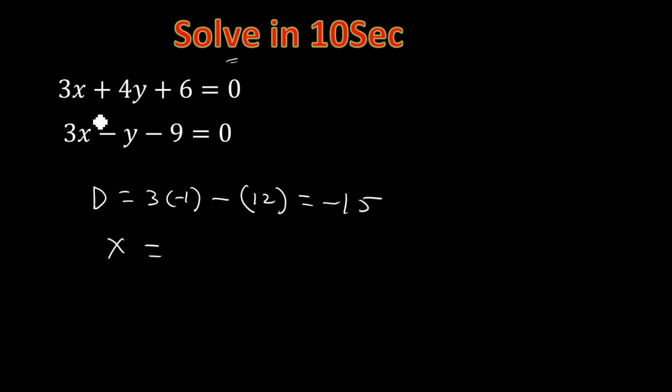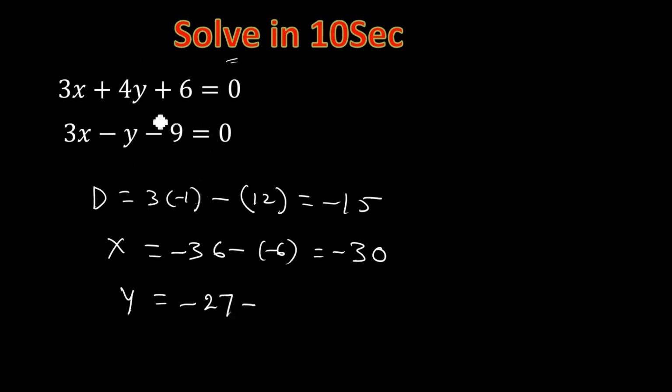Similarly, x we need to find. We need to strike off the x. We need to find 9 into 4 minus 9 into minus 9 is minus 36, minus 6 into minus 1, minus 6. So it will become plus 6. Then it will become minus 30. Similarly, y, we need to strike the y. So 3 into minus 9, minus 27, minus 6 into 3, it is 18. So 27 plus 18, we need to reduce, so it is minus 45.